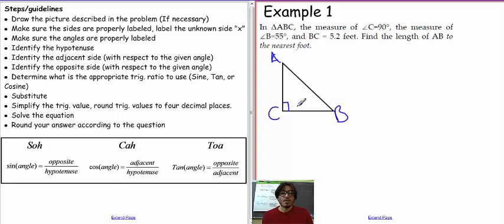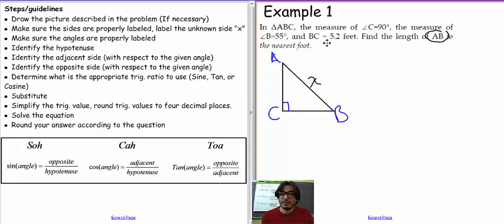Okay, then it says make sure the sides are properly labeled. Label the unknown side X, it says. So we are being asked to find the length of AB, and that's a side. If you see two letters, it's talking about a side. So side AB is our X. So I'm going to label that X.